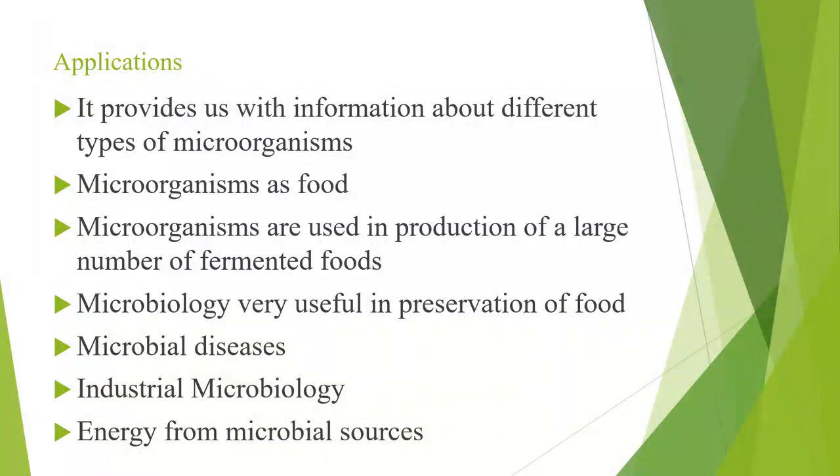Next is microbial diseases. We will get an idea about many microbial diseases, whether diseases of plants, diseases of animals, or foodborne diseases in humans. We will get an idea of everything from food microbiology. Next is the industrial application. We have already said that these microorganisms can be used in the production of many valuable products on an industrial scale. So with the help of food microbiology, we can produce many valuable products on a large scale. Next are the energy sources. A microorganism itself can be used as an energy source. Thank you.